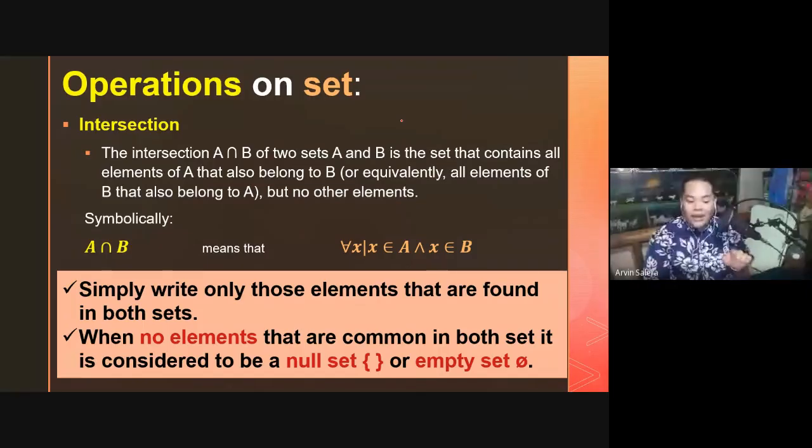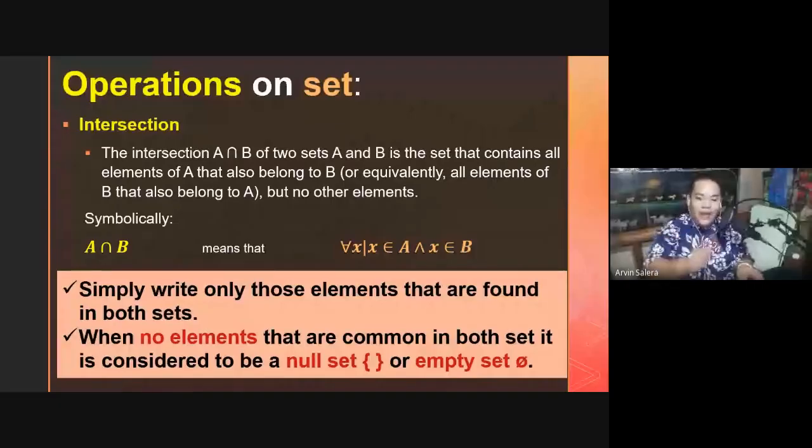When there are no elements common to both sets, it is considered a null set or an empty set. So that's the symbol for the null set and empty set. Okay, this is the null set, also the empty set. That is the symbol used if there is no common element. If there is a common element, you write it.